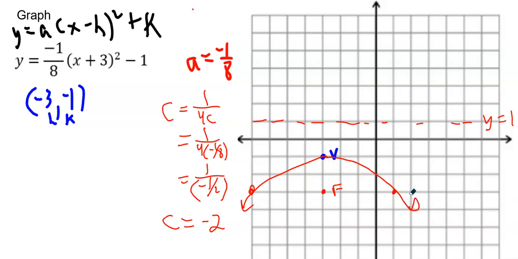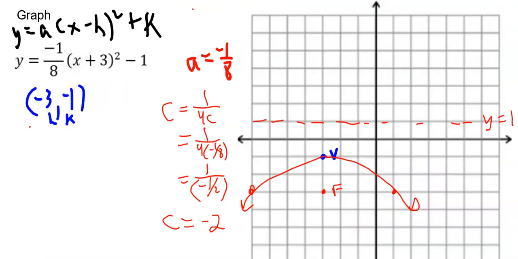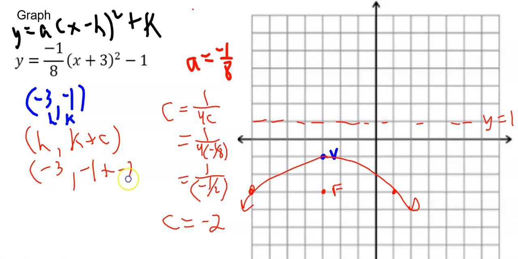And if you didn't follow all that, you can definitely just rely on the formula. So for the focus, you could have done h comma k plus c. So let's just plug in and see if we get the same point here. Negative 3 comma k, which is negative 1, plus c, which is negative 2. So the focus should be at negative 3, negative 3. It is at negative 3, negative 3.